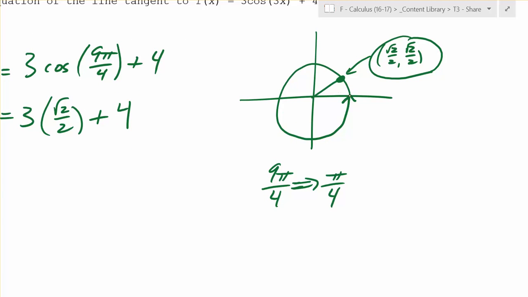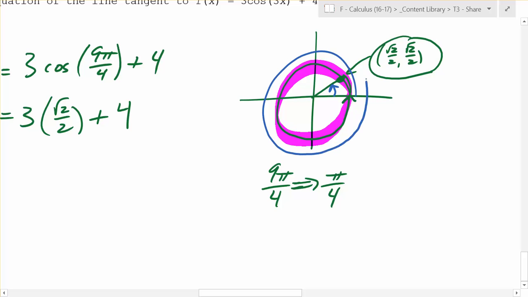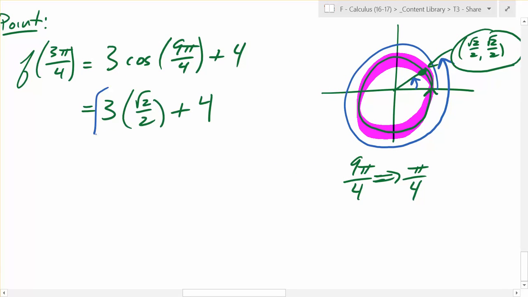Look, Noah, going all the way around is how many quarters? 8 of them, right? So how many more do you do? 1. You just go 1 more quarter. 9 pi over 4, everybody, is going all the way around plus pi over 4. 8 pi over 4 is 2 pi, which is all the way around. So you're just going 1 more pi over 4. So we have our y-coordinate now.